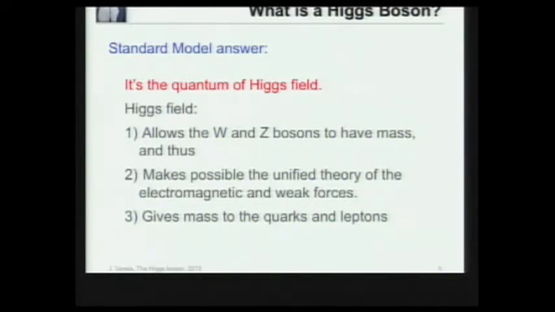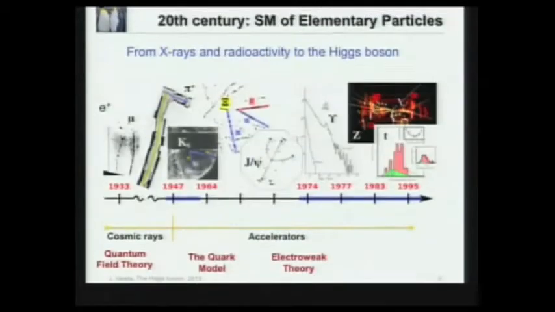So the standard model answer, I tried here to be a little bit more precise. It's indeed a quantum field. It's a field that allows, and it was invented for this, the W and Z bosons, the mediators of the weak interaction, to have mass. And doing that, it makes possible a unified theory of the electromagnetic and weak forces. And as a bonus, it gives masses to the quarks and leptons. I will try to explain this a little bit more.